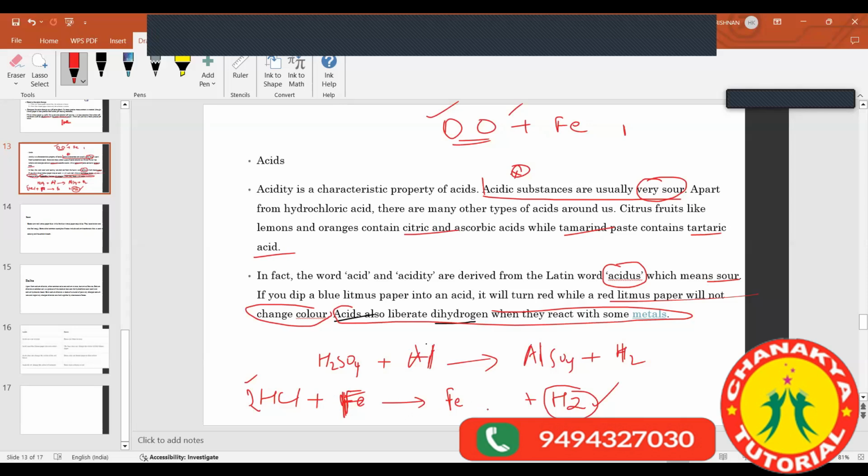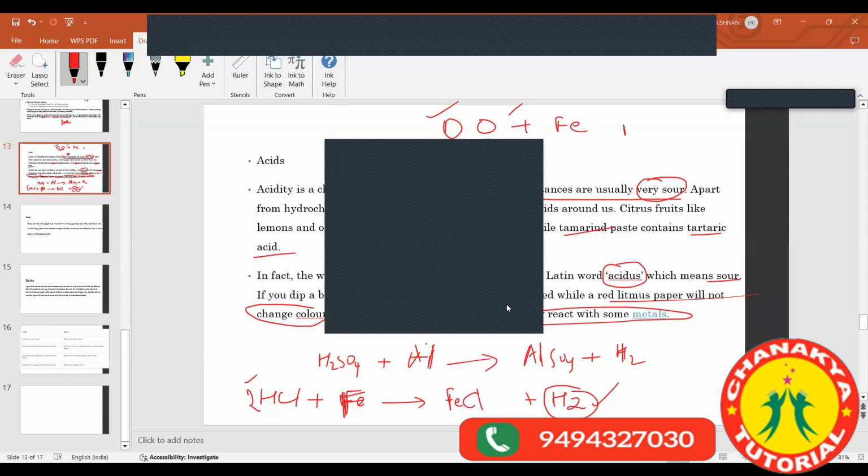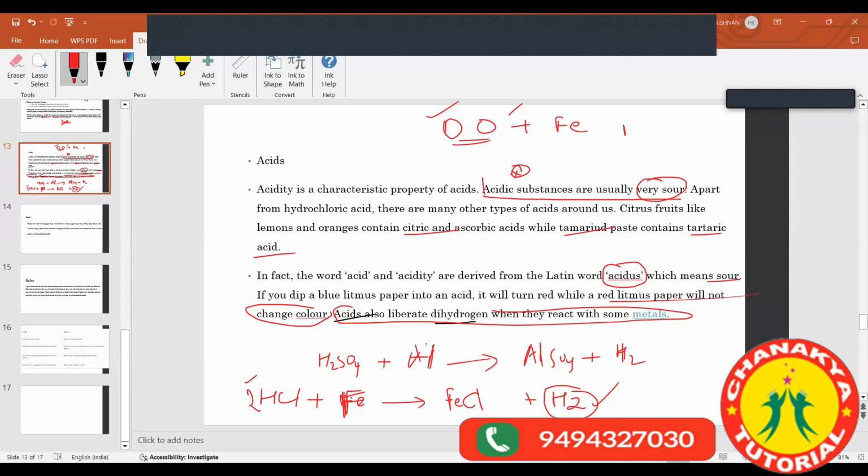Now I have Fe here, so you can easily tell me the remaining. FeCl, ferric chloride. But one more problem is there. Here you have not two Cl, but only one Cl. Ma'am, can we take 2 iron? Okay, so we can take two iron. Now how can I change this? I can put two here.